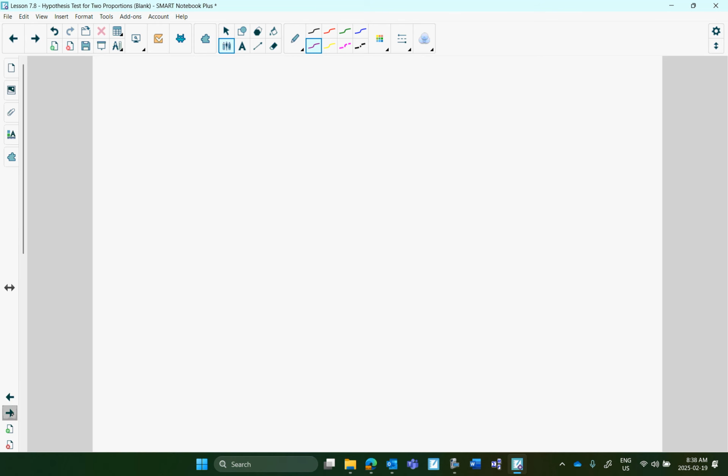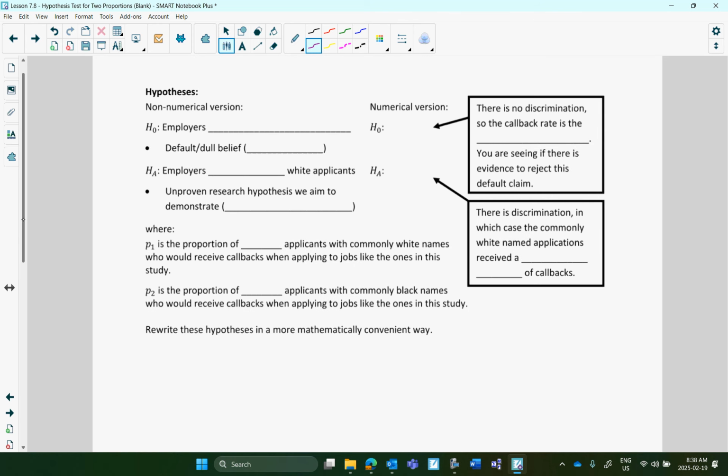Okay, so in the previous lesson, we calculated a confidence interval, where under certain conditions, it was a normal distribution. We found the average if we took several samples and subtracted p hat 1 minus p hat 2, and then we found the standard error of that. And then with 95% confidence and a normal distribution graph, we were able to figure out the confidence interval.